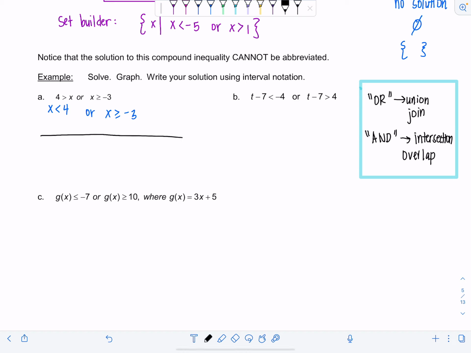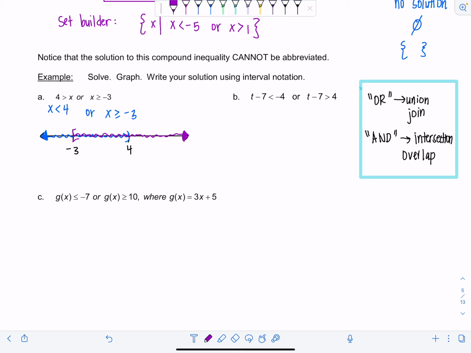Okay. So this one's ready to graph. Here's -3, here's 4. X is less than 4, parentheses or bracket? Very good, parentheses. And shade which way? To the left. Okay, x is less than 4. Or x is greater than or equal to -3, parentheses or bracket? Yes, bracket. And then shade which way? To the right.